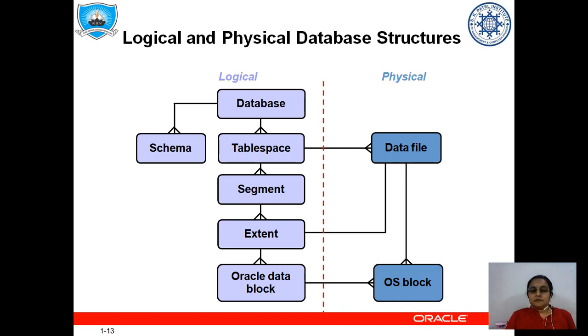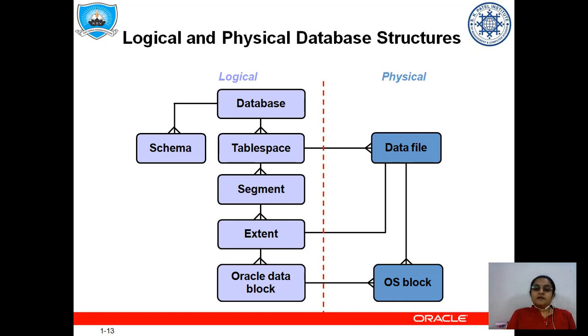This is a kind of ER diagram representation, and crow's foot notation has been used in it. More than one schema can be there in the database. The database can have more than one user. One database can have more than one tablespace. One tablespace can have more than one segment. One segment can have more than one extent, and one extent can have more than one data block. And one Oracle data block may have more than one OS block.